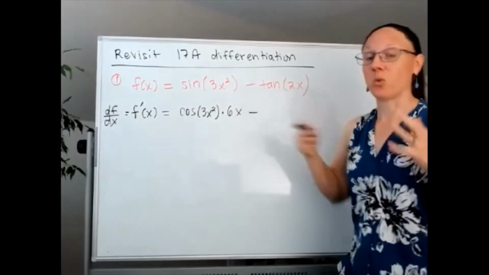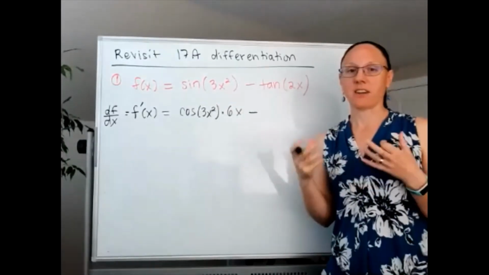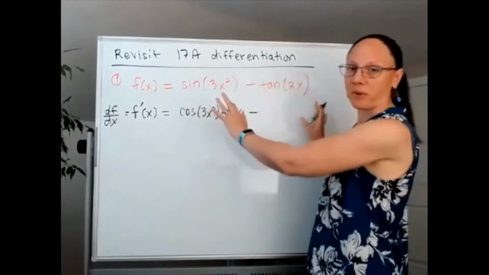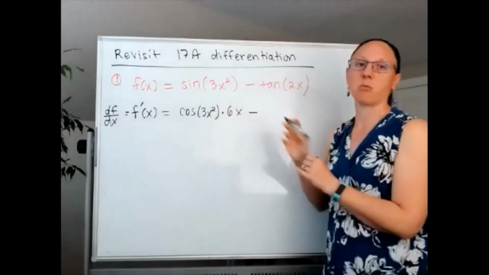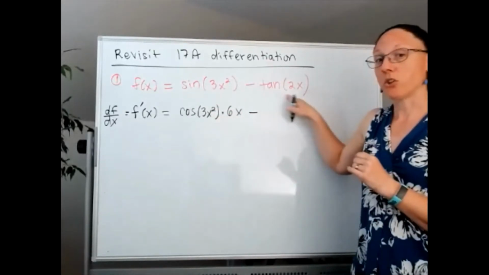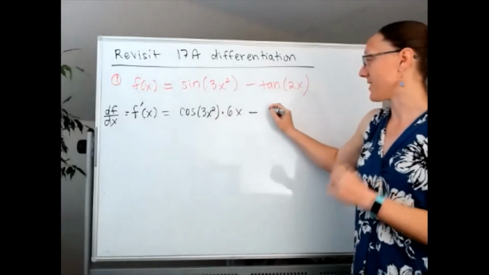When we've got addition or subtraction between pieces, then that derivative rule says we just treat them separately and either add them together or subtract them. Well, the derivative of tangent is secant squared.